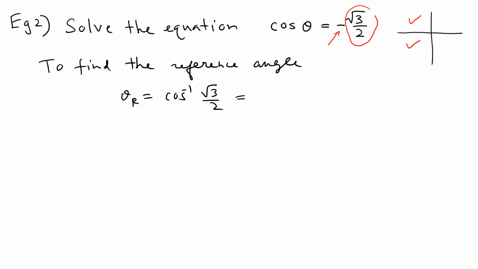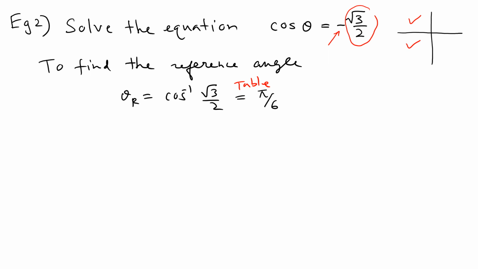So this is simply coming from the table. Using the table, you can see that this value is cosine pi over 6. So cosine inverse square root 3 over 2 is simply pi over 6. So that is the reference angle.